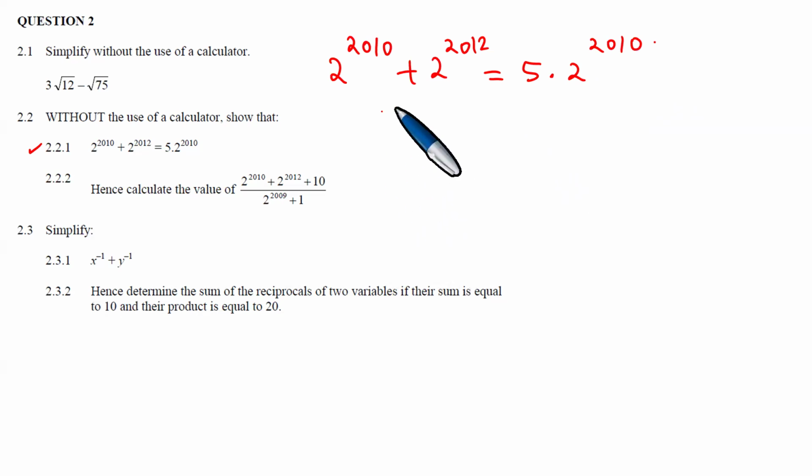2010. Now, you need to show that this is the case. But in showing this, they're saying without the use of a calculator, show that. So you must not use a computer or a calculator here. I'm giving you 1 minute. Please show that and then let me know when you're done. 1 minute. How do you show this?